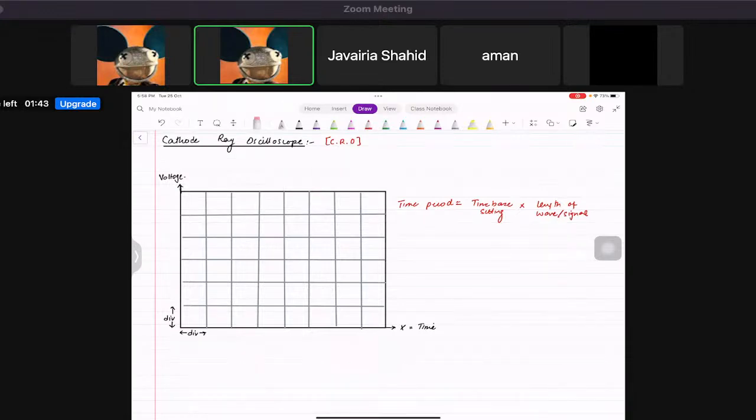And then you can also find voltage by simply multiplying Y gain setting by the amplitude shown on screen. Like that.